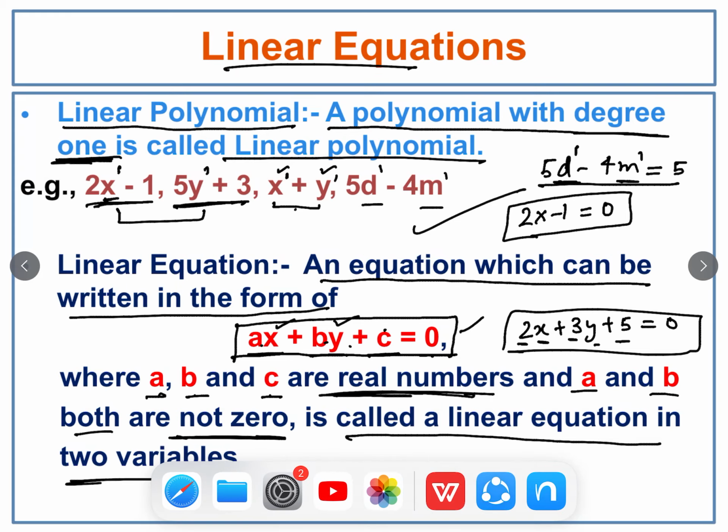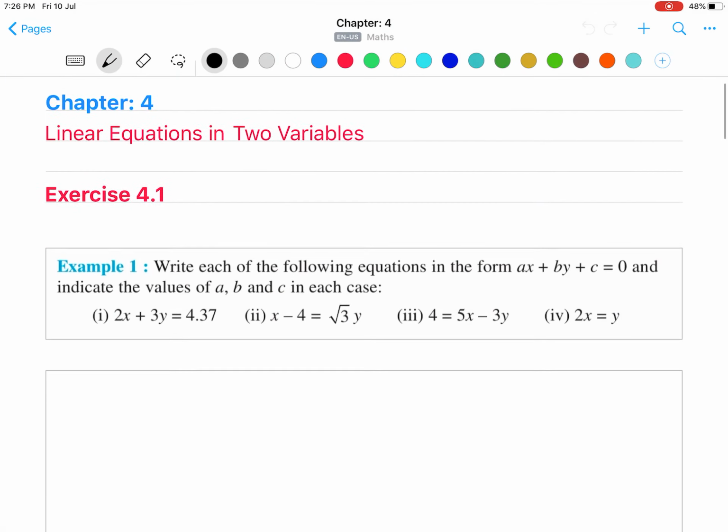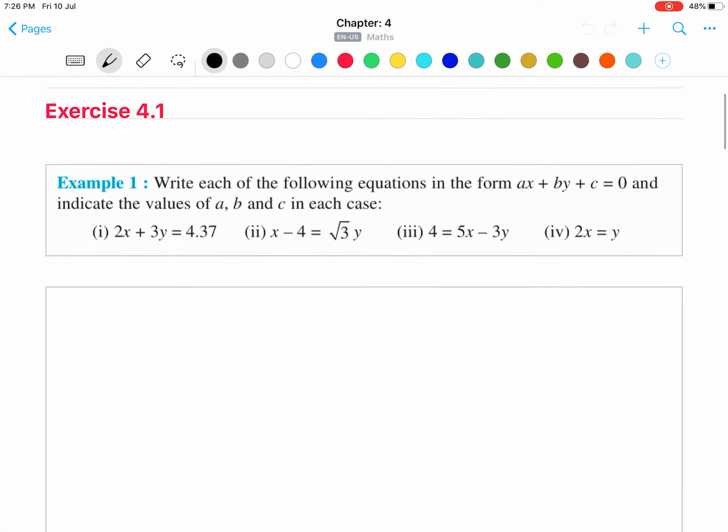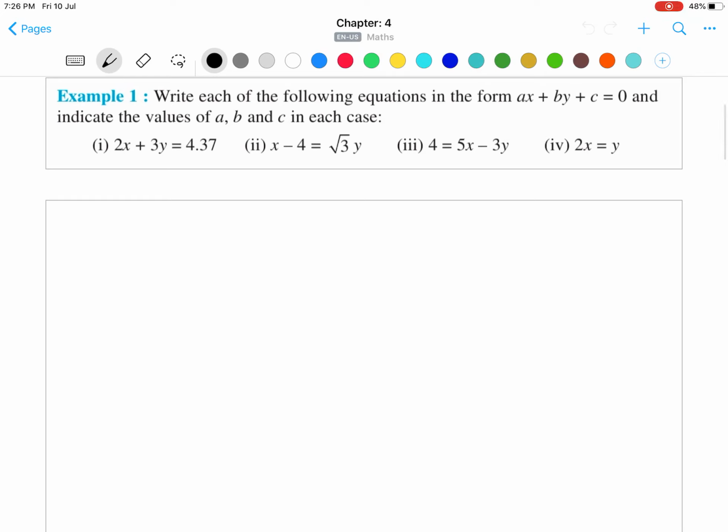So let's do some examples. This is chapter number 4, linear equations in two variables. Before starting the exercise, let's do some examples. We have example number 1, which says: write each of the following equations in the form ax plus by plus c equal to 0, which is the standard form of a linear equation in two variables, and indicate the values of a, b and c in each case. We have to identify the values of a, b and c in each case. So the given equation to us is, let's write its answer.